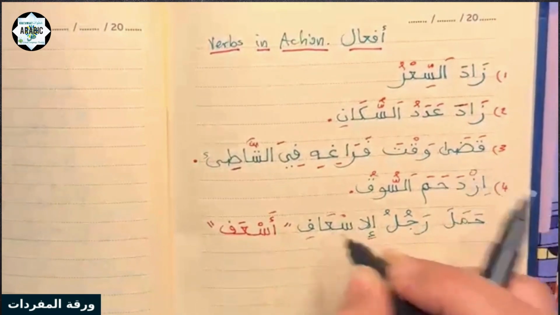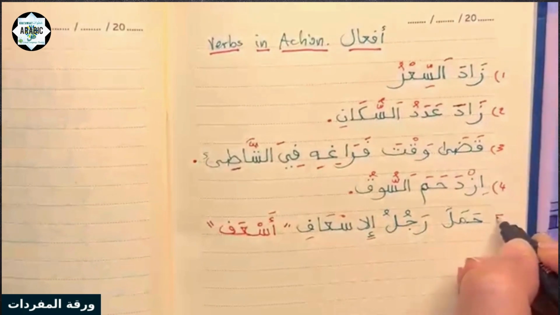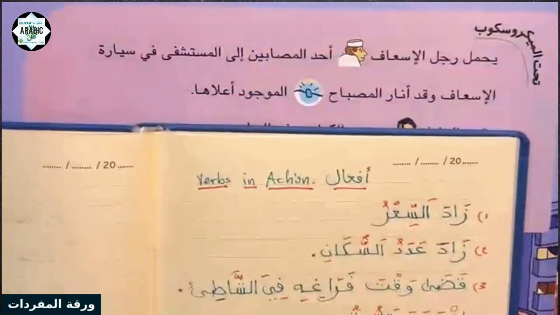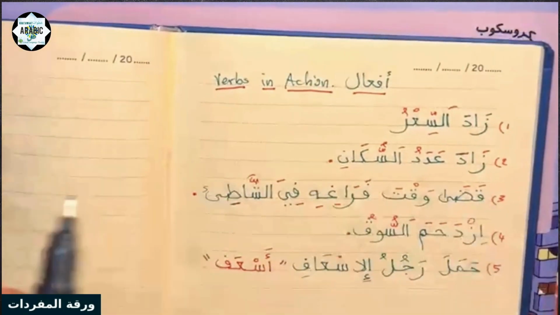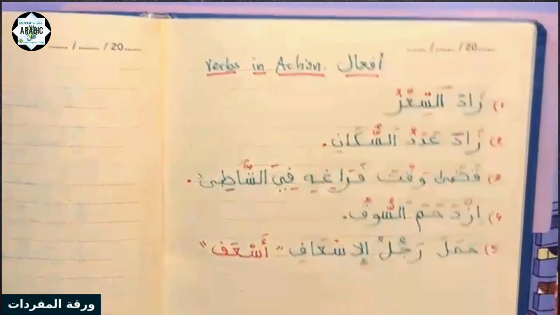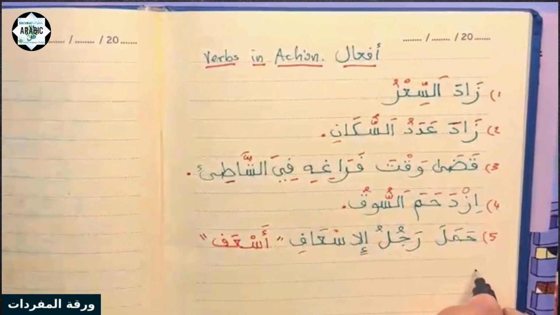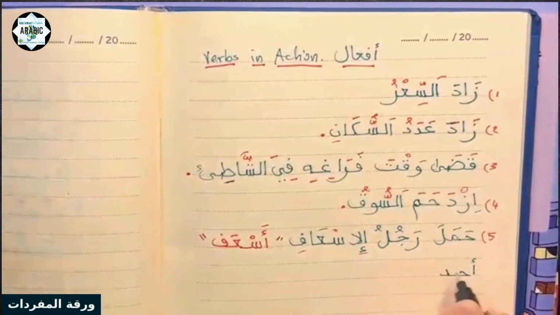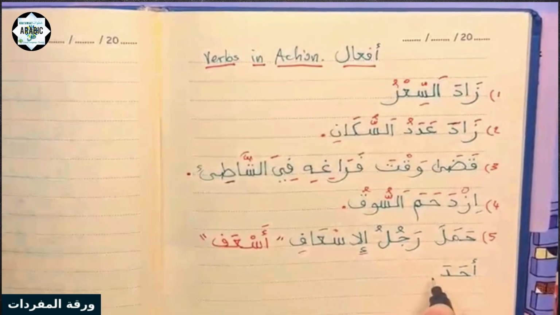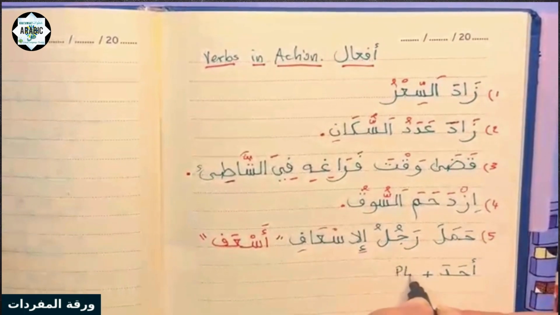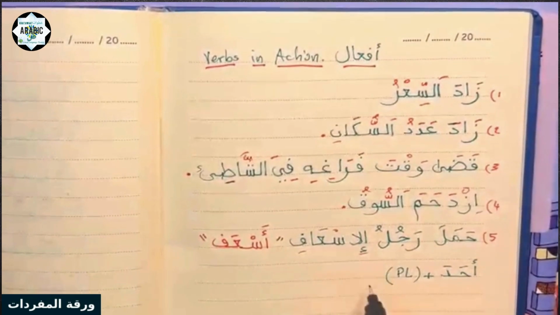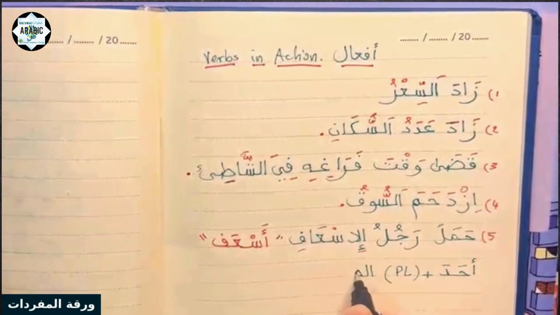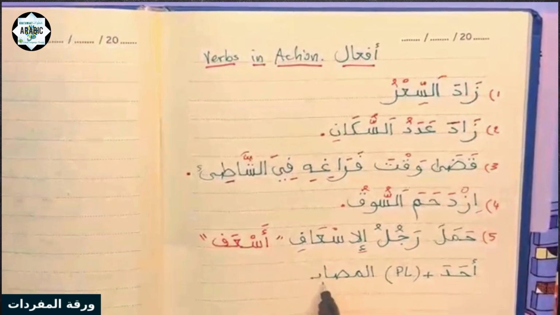حمل رجل الإسعاف. Who did he carry? The verb is حمل. He carried ماذا؟ أحد المصابين. One of the injured. So I would say أحد, one of. And usually when you have أحد, you need to put the plural. I'll put plural here. So you can say one of. أحد ماذا؟ أحد المصابين.